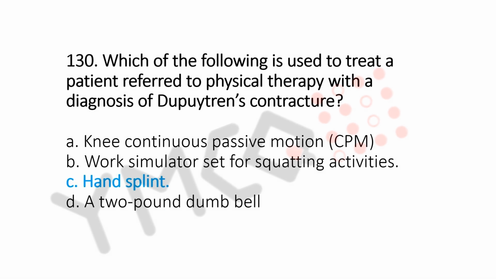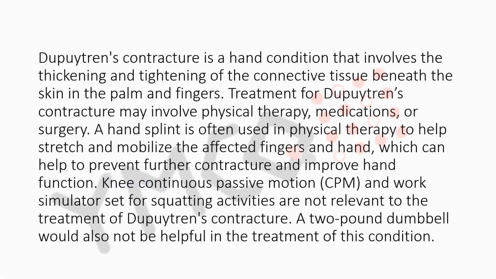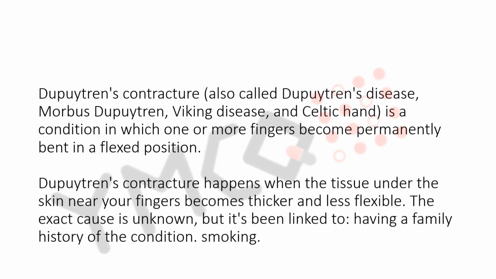C. Hand splint. Explanation for this question is: Dupuytren's contracture is a hand condition that involves the thickening and tightening of the connective tissue beneath the skin in the palm and fingers. Treatment for Dupuytren's contracture may involve physical therapy, medications, or surgery. A hand splint is often used in physical therapy to help stretch and mobilize the affected fingers and hand, which can help to prevent further contracture and improve hand function.